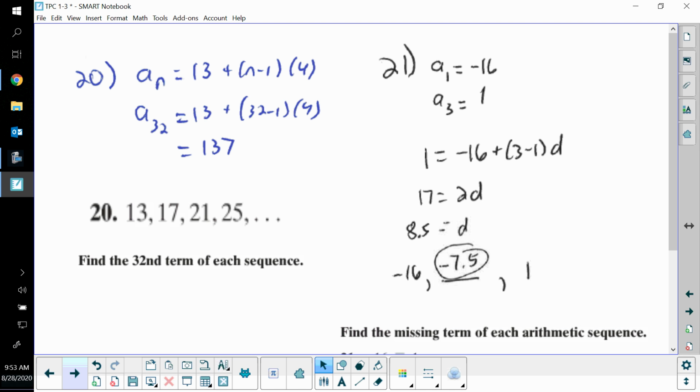In 21, we're finding the missing term. So we want to find what is directly in between each of those. So we had a blank here. Remember, think of this as a1, a2, and a3. So our a1 is the negative 16. If a3 is 1, we know that n is 3, and the an should be 1. So that's where this and this comes from, and then solve for d, get d is 8.5. When you add the 8.5 on, that gives us what's in the blank, the negative 7.5.